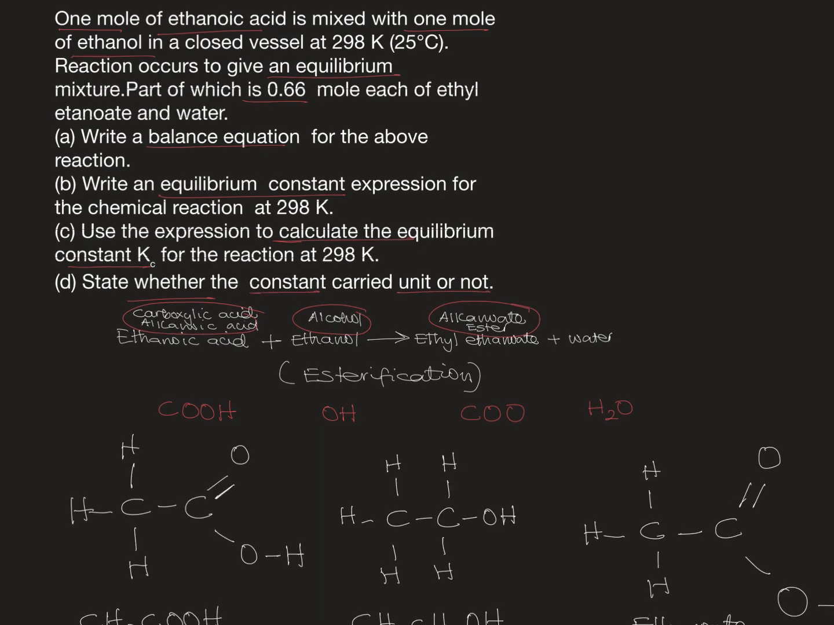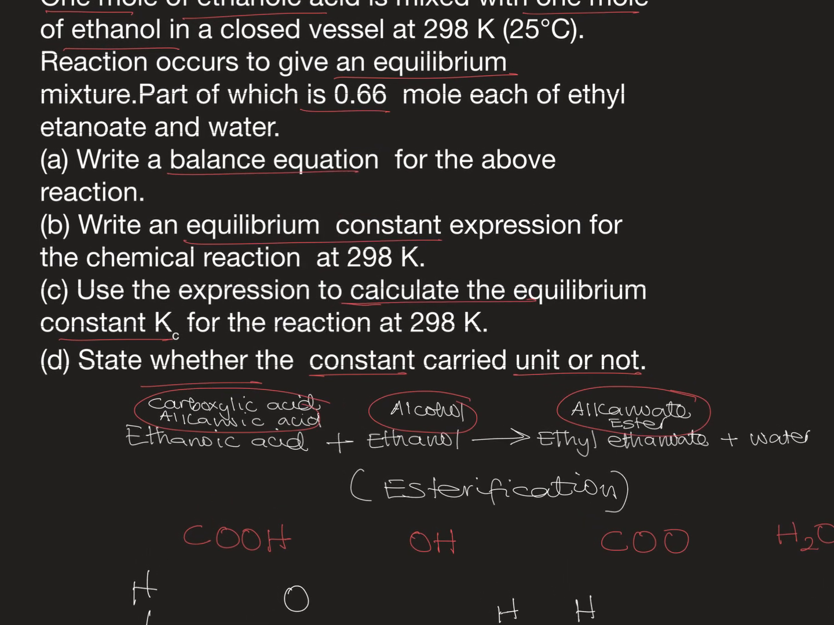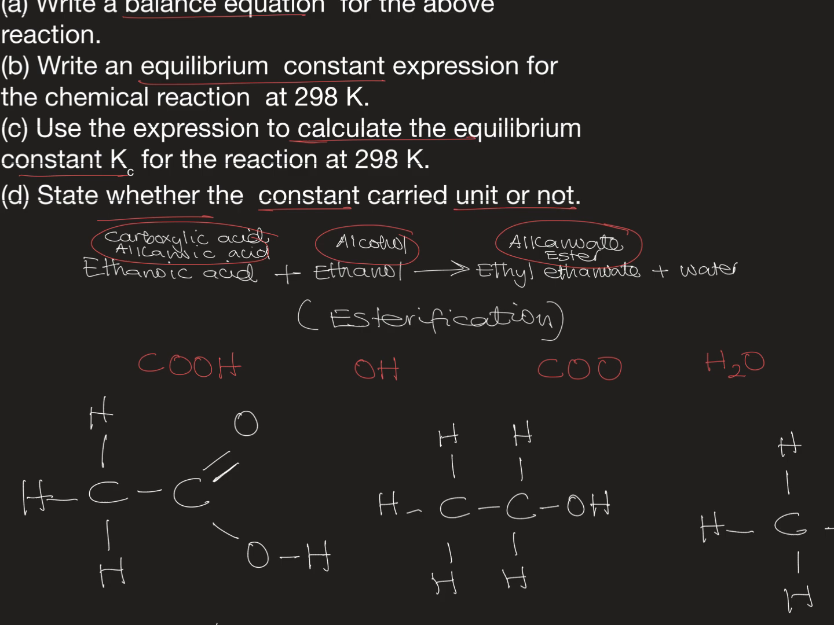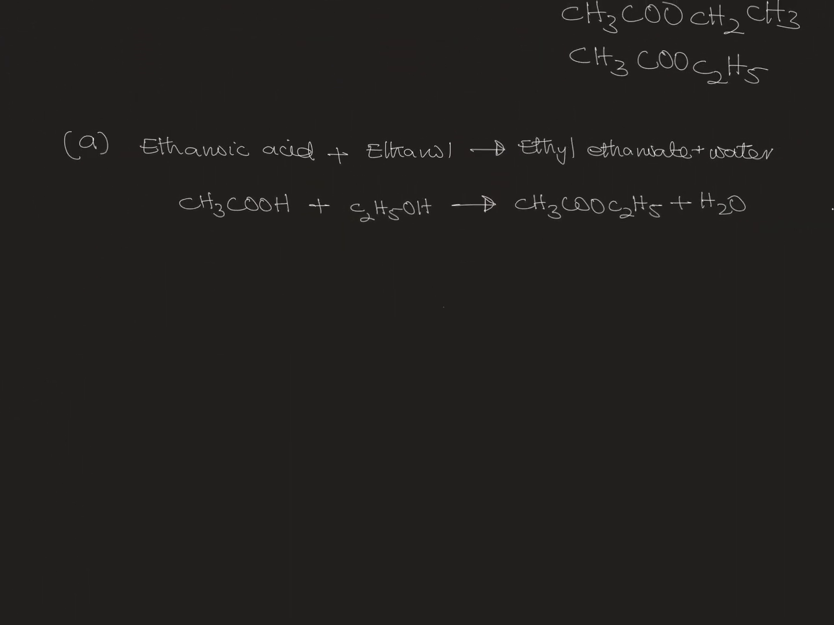So question B is asking us to write an equilibrium constant for the chemical reaction at 298 Kelvin. How do we write an equilibrium constant? Well, to write the Kc, you have to multiply the concentration of the products divided by the concentration of the reactants.